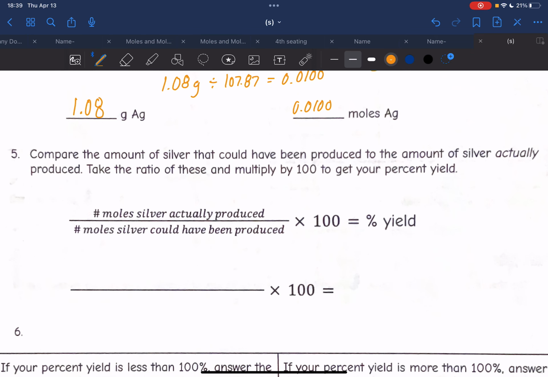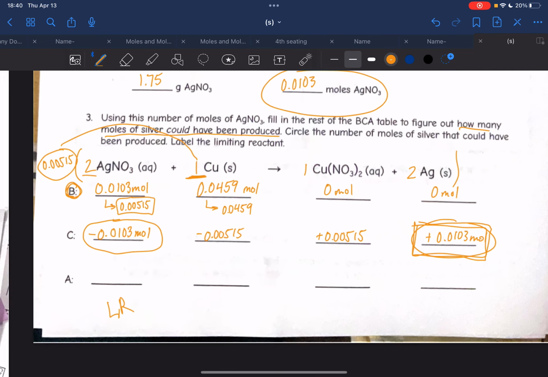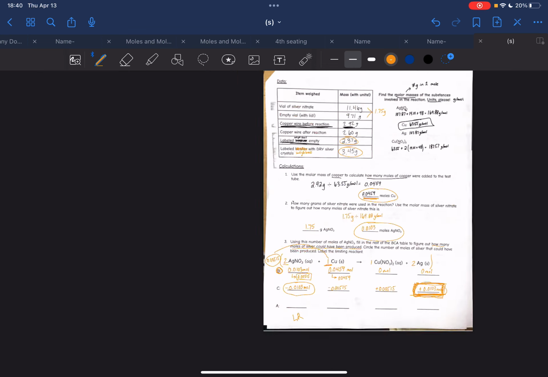Remember that percent yield is a way to describe how close to perfection you are, I guess? Because look what we're doing. We're taking the moles of silver that we actually made. So in my case, I actually made 0.0100 moles of silver. That's how many I actually collected. And the BCA table tells me how many I could have made if I had reacted all of the silver nitrate that made it into my test tube, and if I had collected all of the silver that reacted. So that number is going to be right here, right? How much silver is technically possible to make with the amount of silver nitrate that I started with. So that's 0.0103.